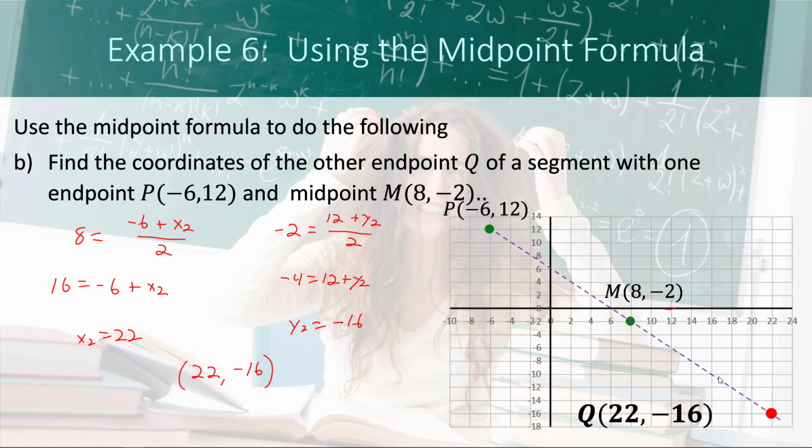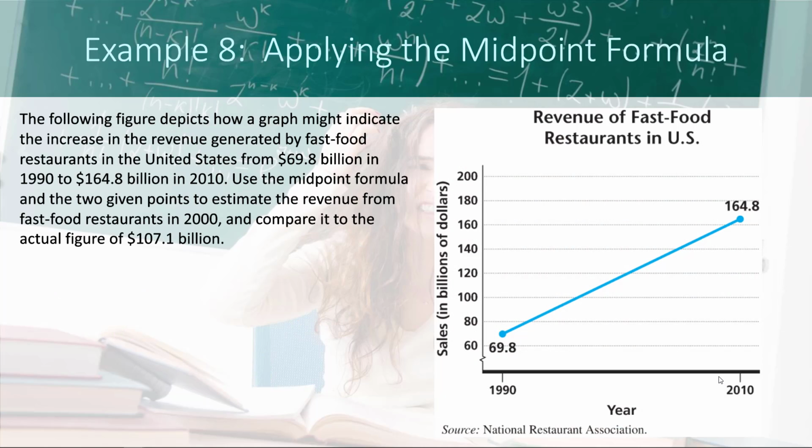Now, you will have a number of applications with midpoint formulas, and this is an example of one of them. Here the following figure depicts how a graph might indicate the increase in revenue generated by fast food restaurants in the United States from $69 billion in 1990 to $164.8 billion in 2010. And we want to use the midpoint formula and the two given points to estimate the revenue from fast food restaurants in the year 2000 and compare it to the actual figure of $1.07 billion.